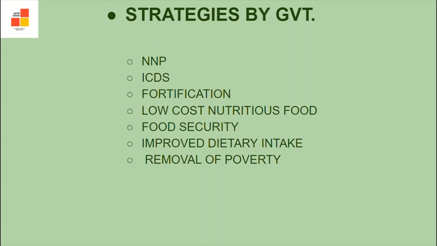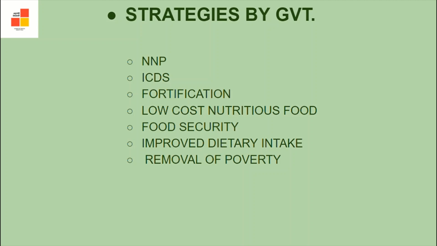Strategies by the government to fight against these types of malnutrition diseases. There is the NNP, National Nutrition Program. This was started in 1993 under the Department of Women and Child Development. Next, there are three aspects of this: ICDS, fortification, and production of low-cost nutritious food. ICDS is the Integrated Child Development Scheme, which was started in 1972.